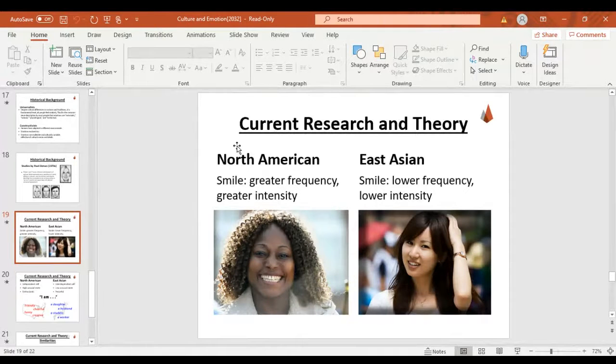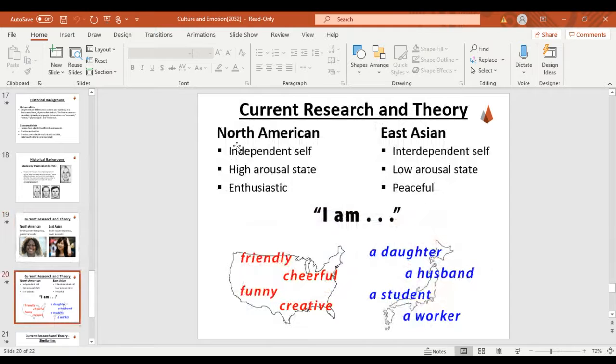the differences in North American and East Asian cultures. In North America, we are often found to smile at greater frequency and greater intensity, while East Asians often smile at lower frequency and lower intensity. And this right here is very important. So we have the independent versus interdependent. Independent is often identified among North Americans. Interdependent is often identified as East Asian.